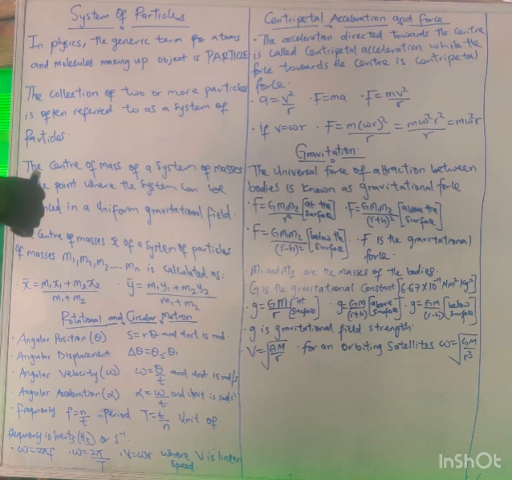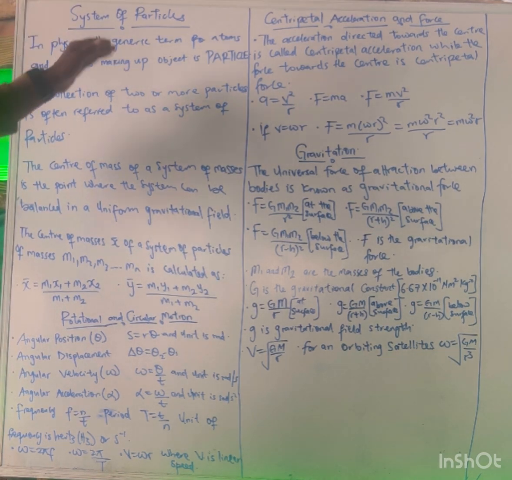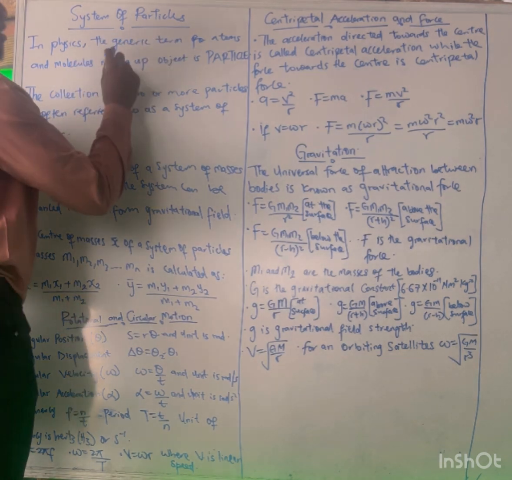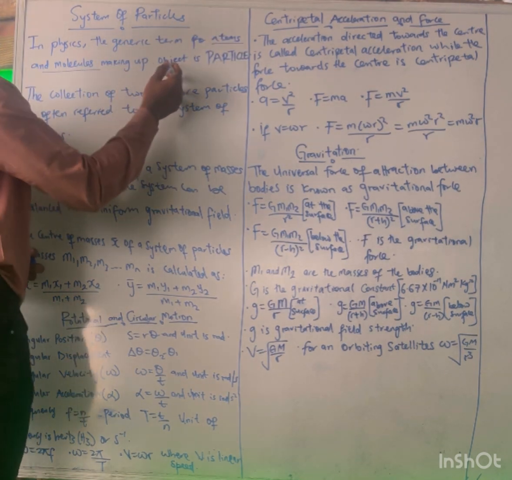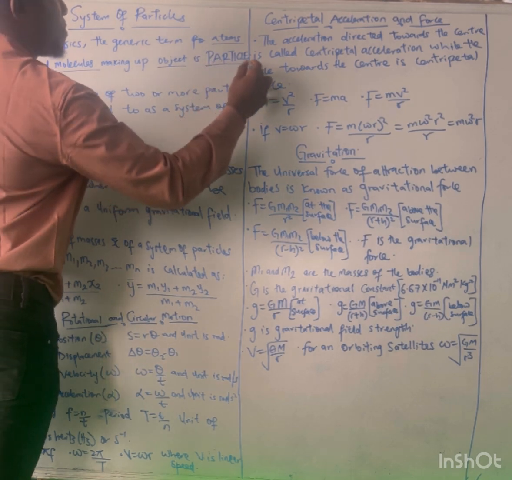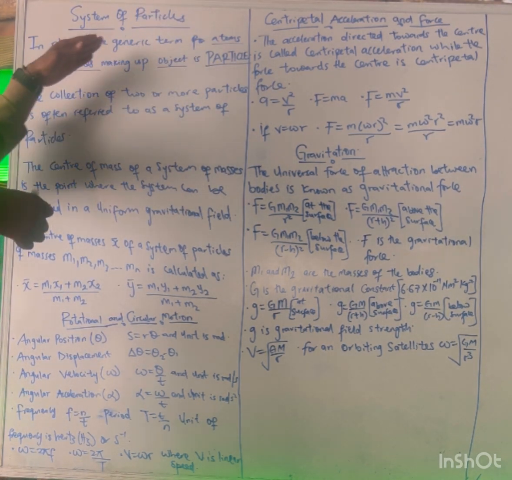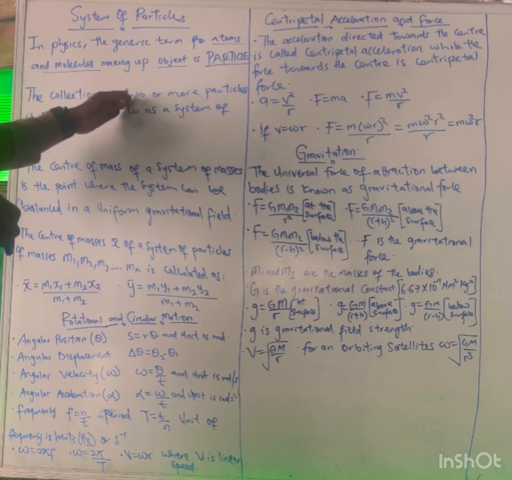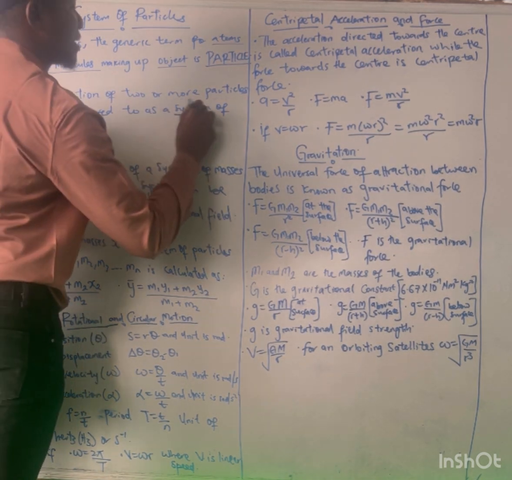Everyone, so today we are going to be talking about the system of particles. In physics, the generic term for atoms and molecules making up an object is referred to as particles. So particles in physics simply means atoms and molecules. The collection of two or more particles is referred to as a system of particles.